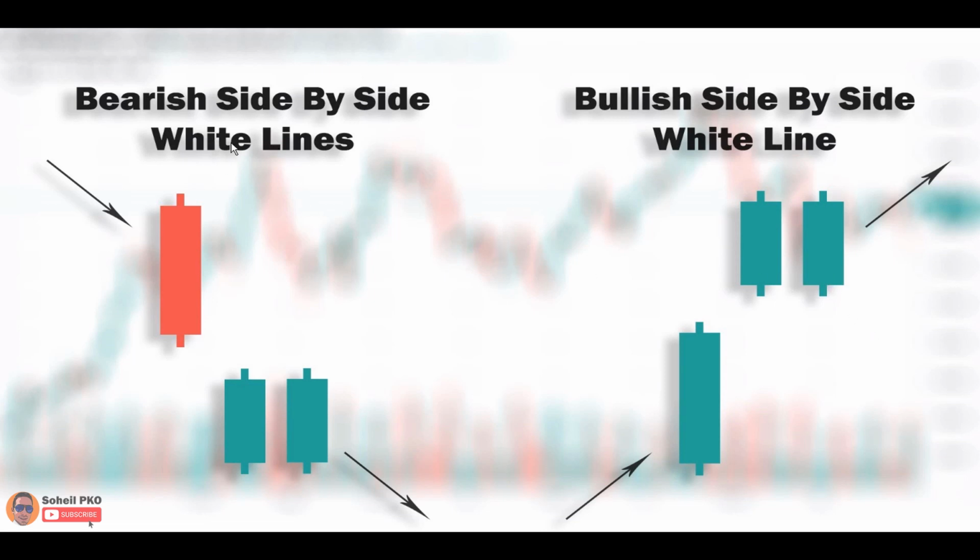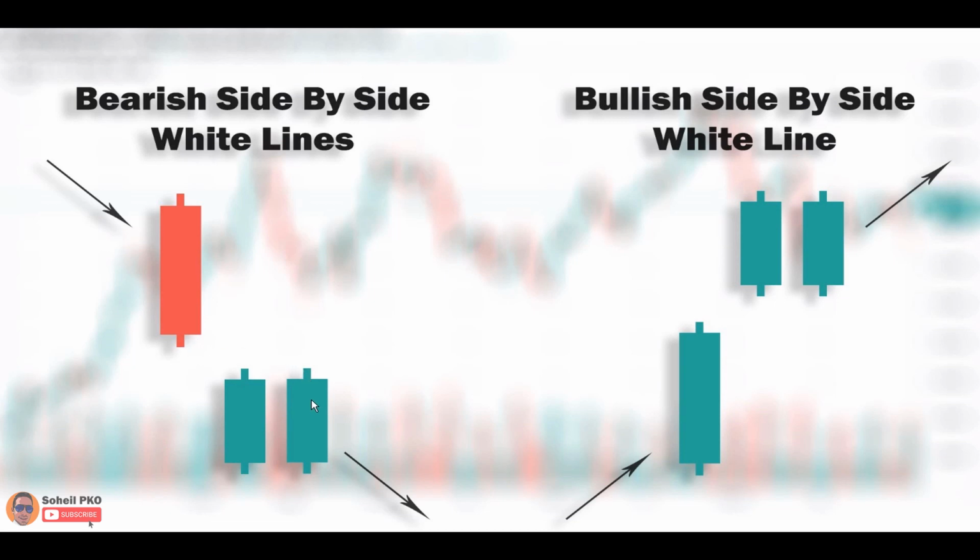And bearish side-by-side white lines is a continuation pattern that forms in a downtrend. Here the first candle is red, medium to long, and the second candle is a short to medium green candle that opens and closes below the first candle, and its high price is lower than the first candle low price. The third candle is also a short to medium green candle which opens and closes approximately at the same level of the second candle. And for this candle also, its high price is lower than the first candle low price.